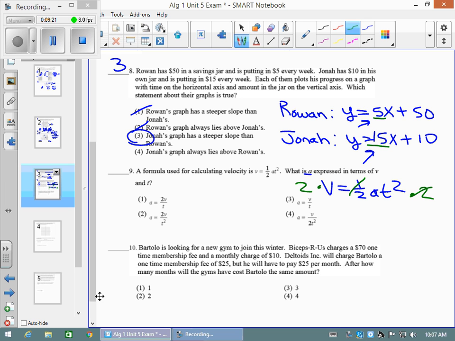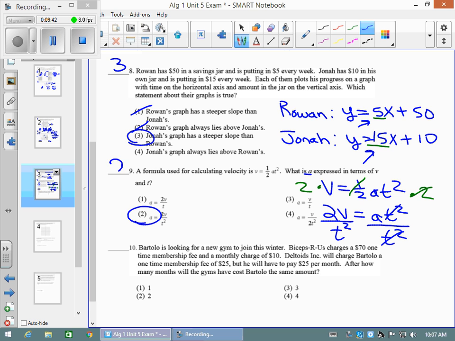So 2v equals at squared. Since you're trying to get the a alone, you should realize that the a and the t squared are being multiplied. So the opposite operation of multiplication is division. If you divide both sides by t squared, you would get a equals 2v over t squared, choice 2.